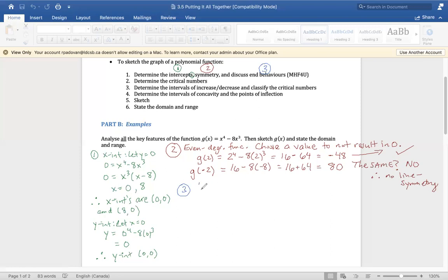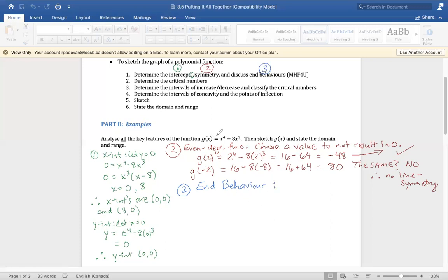So end behavior, just to categorize everything here. Again, if you number these off for me, it makes it easy to follow with these questions that are so long, right? How am I supposed to follow what you're doing unless you organize yourself in some way?